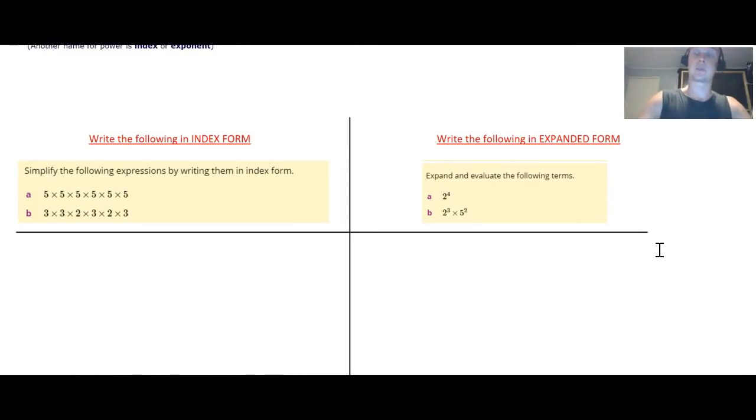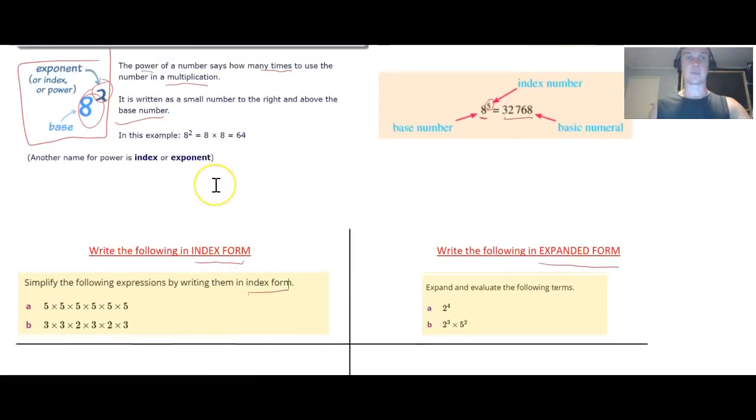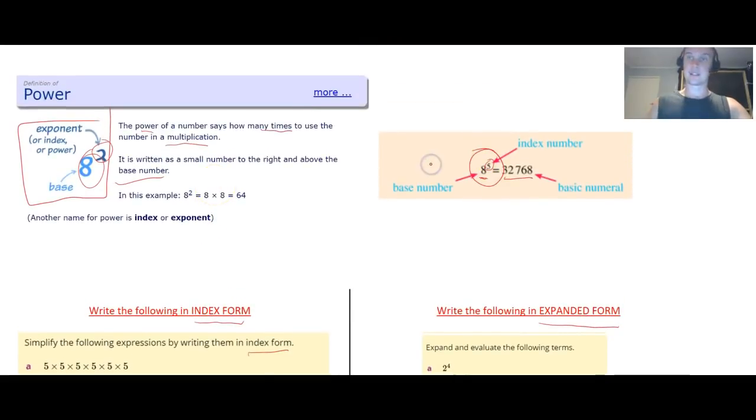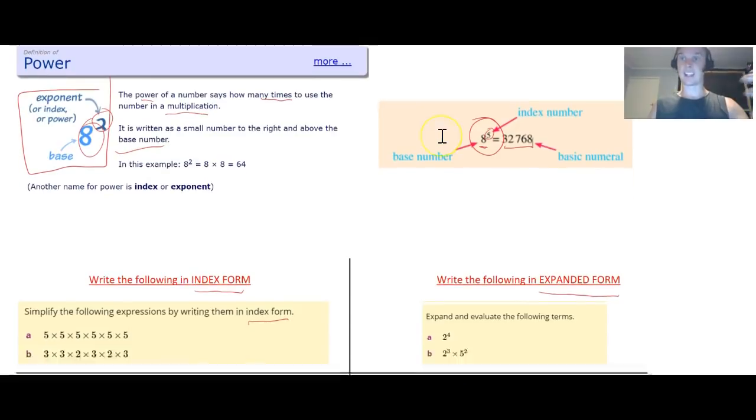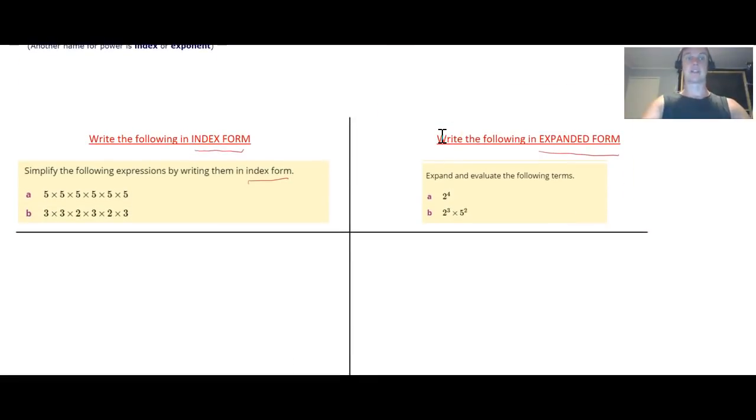As it says in our learning goal, we need to be able to write in index form, and also write in expanded form. Here we want to simplify the following expressions and put them in index form. Index form means using the power and making it simplified instead of having repeated multiplication, as is the case here, 5 times 5 times 5 times 5 times 5. Instead of doing that, we write it in index form so it's more simplified.